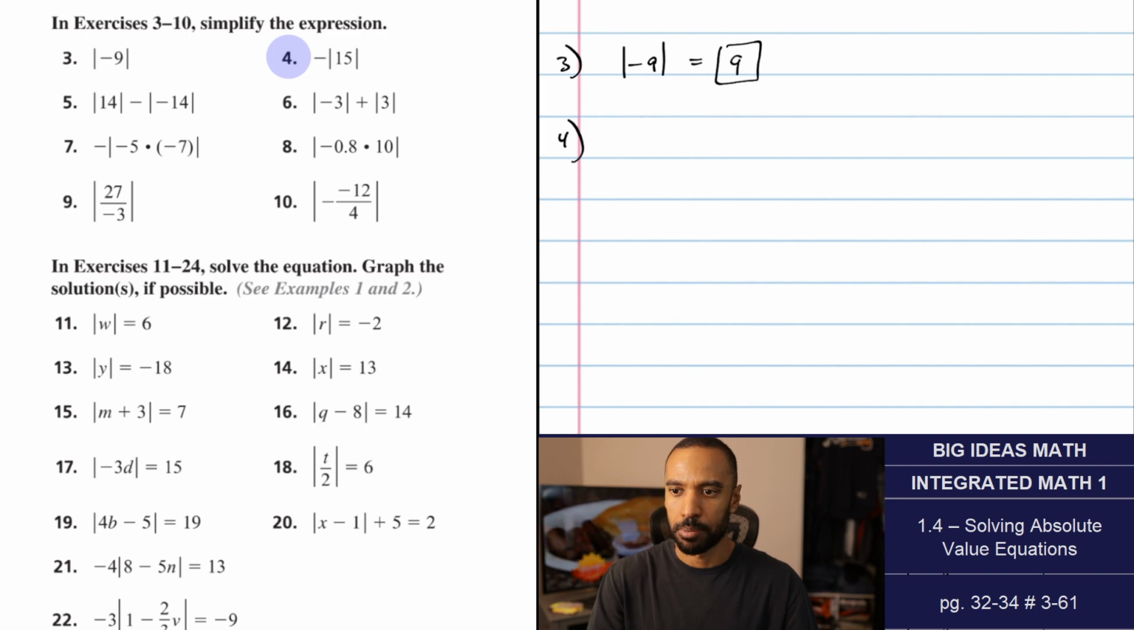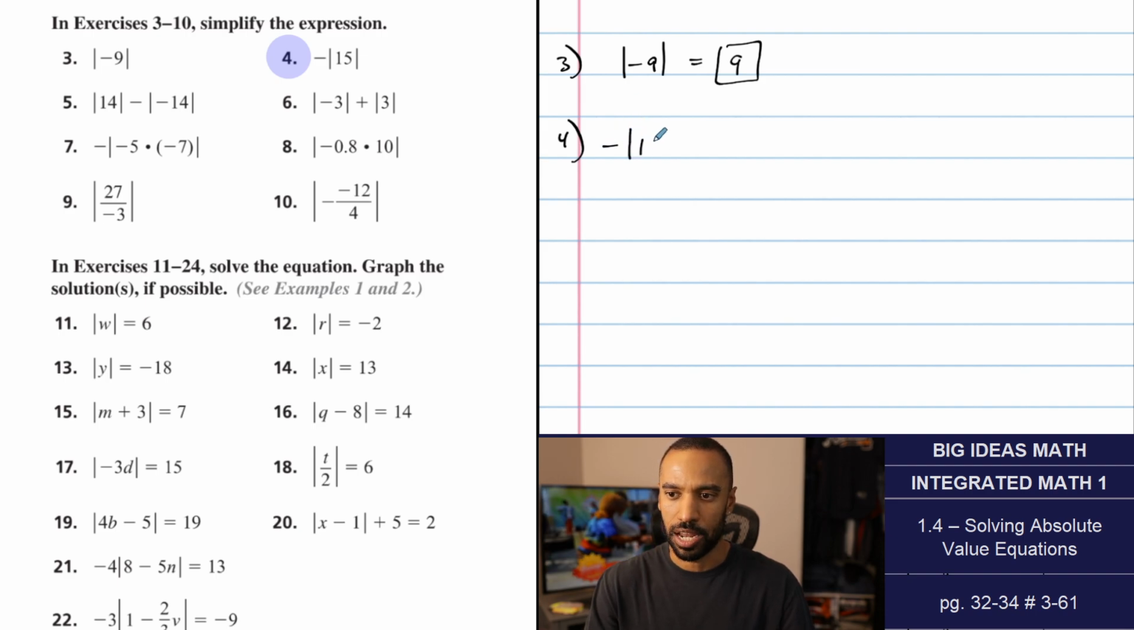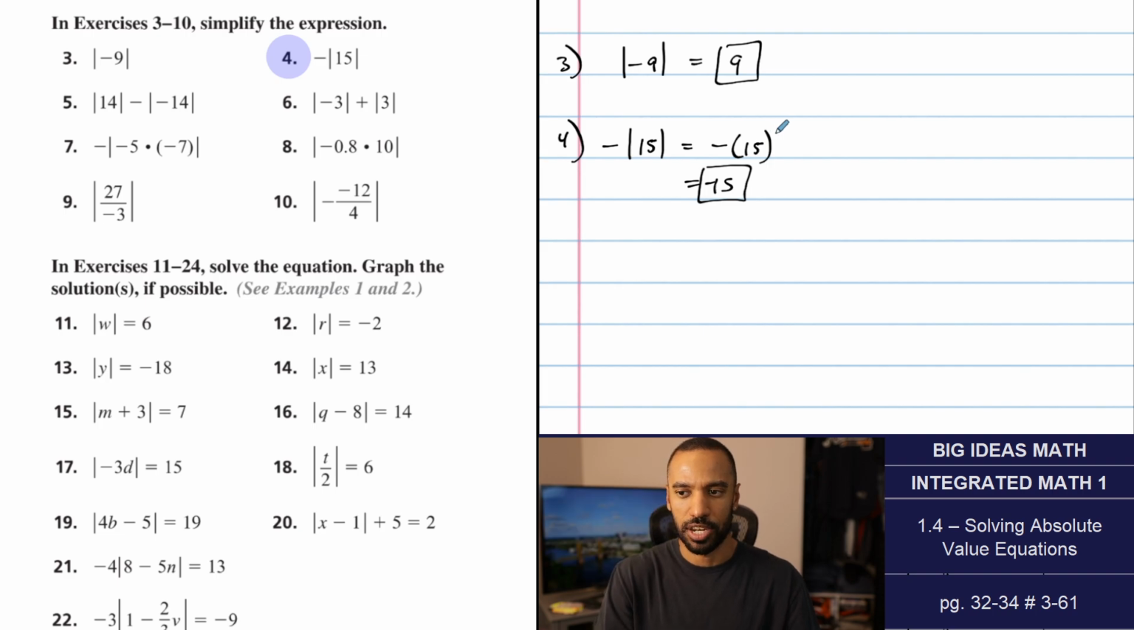Notice the negative absolute value of 15, it's the opposite of the absolute value of 15. Absolute value of 15 is 15, and the opposite of 15 is negative 15. So it's not positive 15 as an answer, right? You don't even need this second step, but I'm just giving you the idea that we're taking the opposite of whatever the absolute value of 15 is.